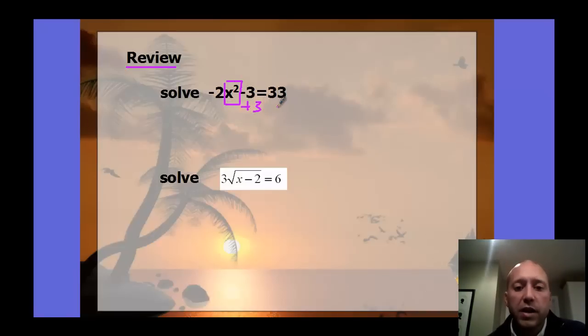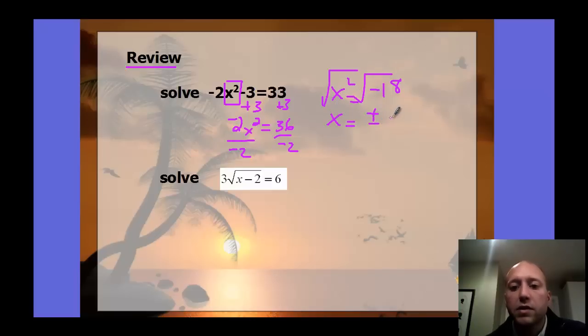So we're going to add 3 to both sides. To solve by square rooting, we have to isolate the squared term first. So let's divide by -2. So x squared equals -18. And then we can square root both sides. And x here is plus or minus.